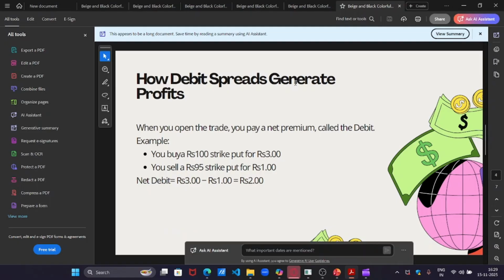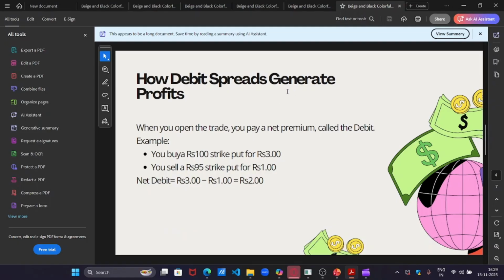Now, how do debit spreads generate profits? See, in a debit spread, you are paying the net premium. So that's why you are in debit. How does this work? For example, you buy a 100 rupees strike put option for 3 rupees, and you sell a 95 rupees strike put option for 1 rupee. So overall you are in a debit, rupees 3 minus 1, 2 rupees. You are paying 2 rupees upfront to take this trade.